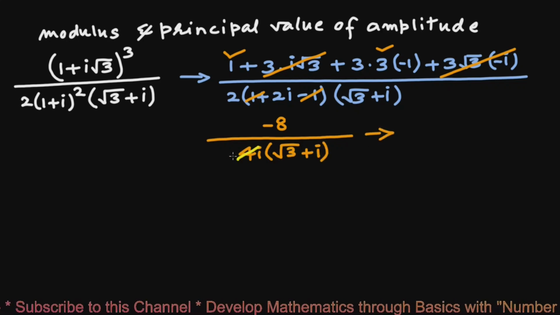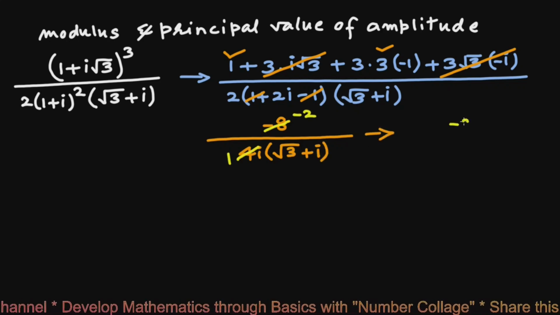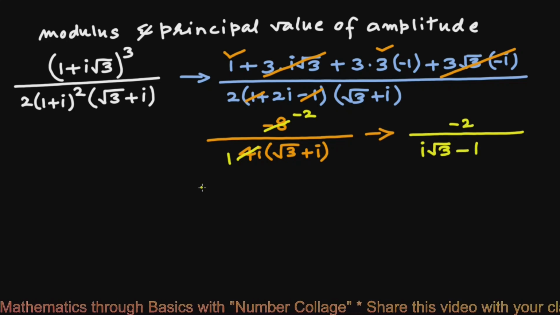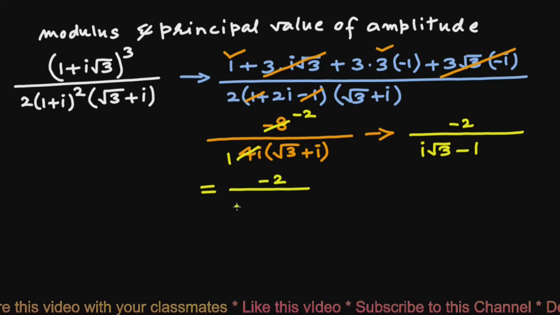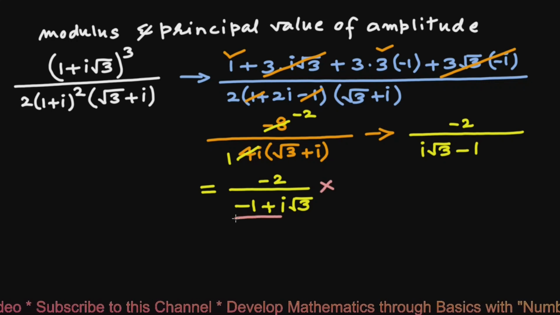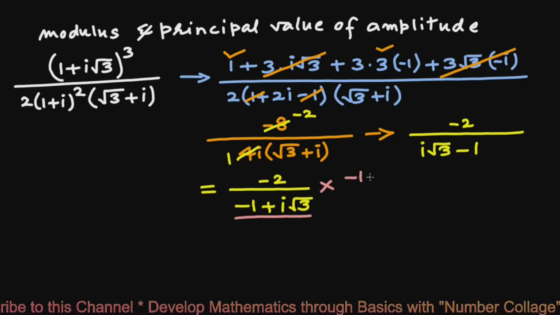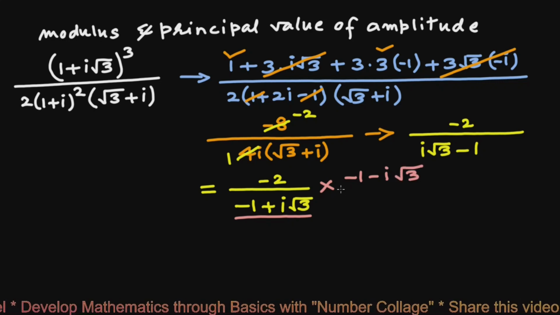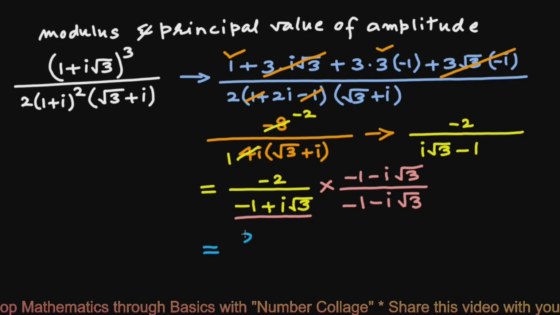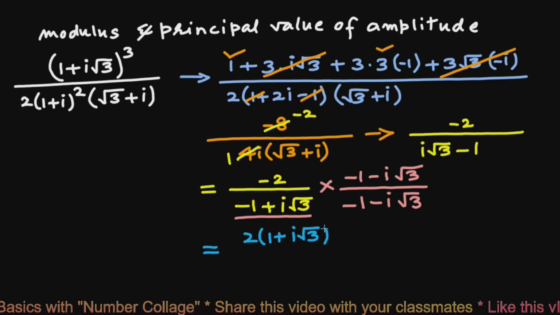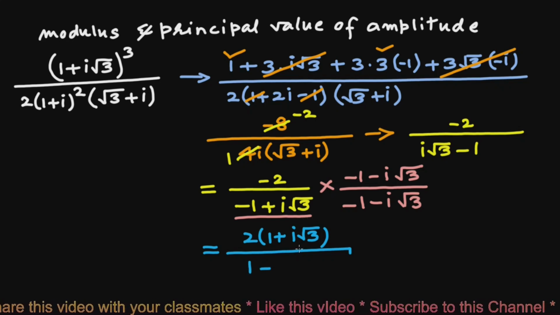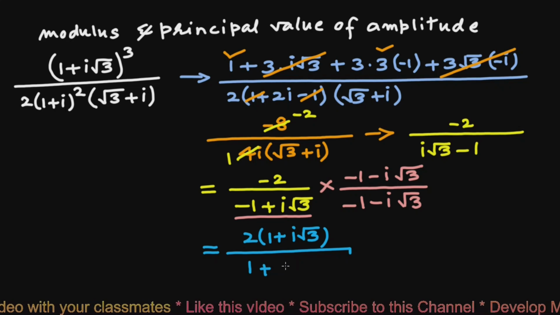This will be 4 ones are 4, twos are minus 2, upon i root 3 plus i square, that will be minus 1, which is minus 2 upon minus 1 plus i root 3. We will multiply this by the conjugate of this denominator, which is minus 1 minus i root 3 upon minus 1 minus i root 3. This will be 2 into 1 plus i root 3 upon minus 1 square, which is 1, minus root 3 square is 3, i square is minus 1. So this will be plus 3.